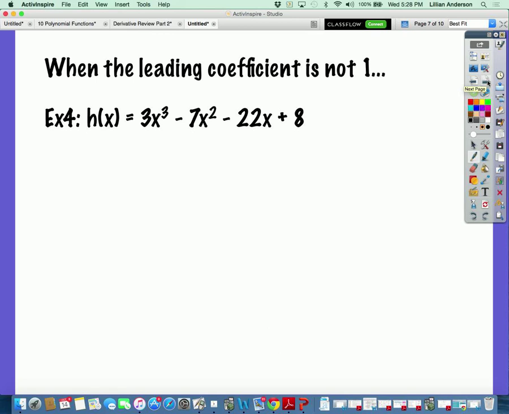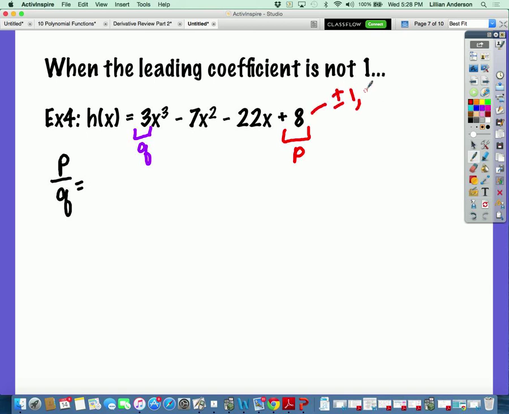Now, when the leading coefficient is not 1, okay, you still go through the same process. You still find all your factors of P, and you find all your factors of Q. But this time, do be aware that you might have some fractions here, okay? You might have some fractions here. So you're going to list out all of your possible P's and Q's just like before, okay? And I'm going to go ahead and take a little shortcut here.